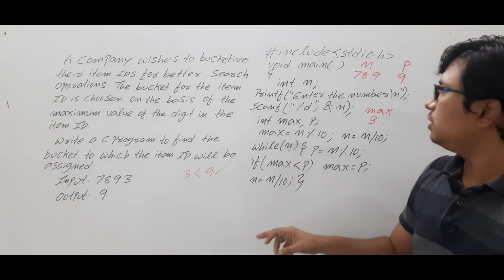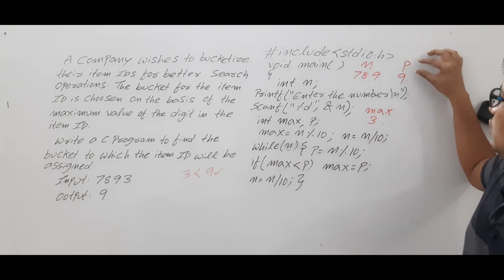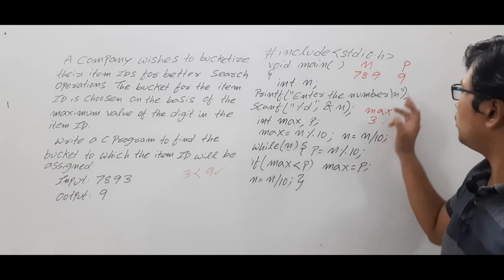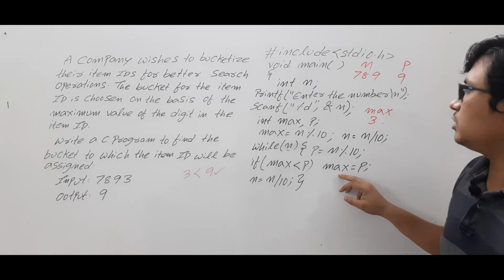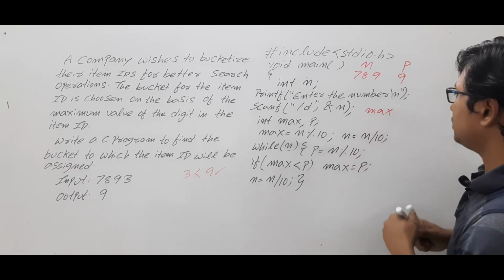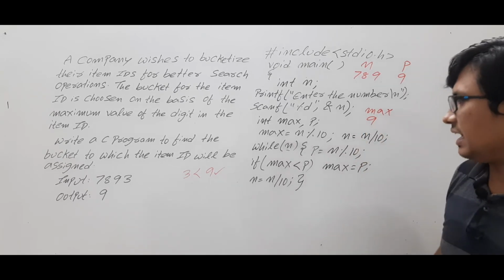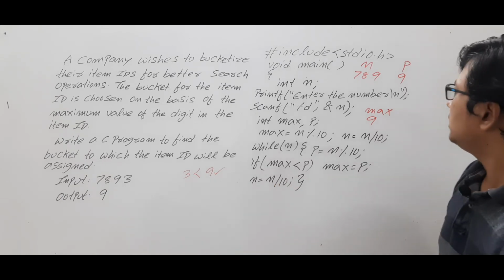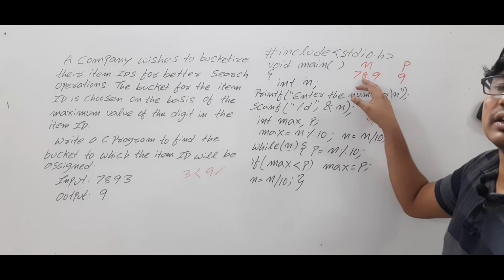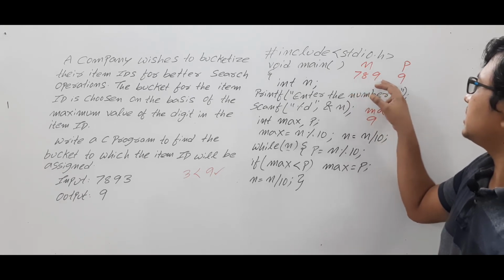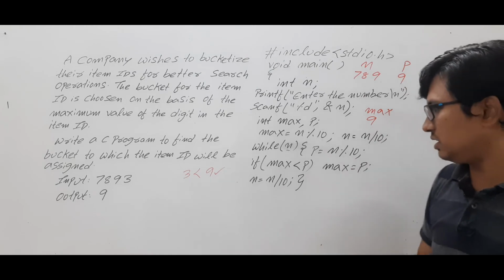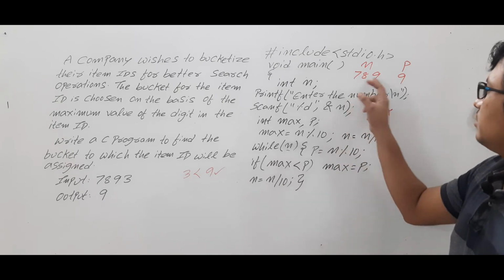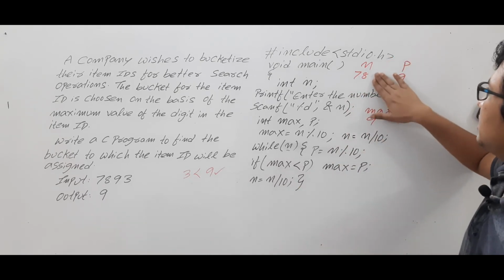Then what do we have to do? We have to now say that whatever digit is there in P is the maximum digit. So max is equal to P. Whatever value is in P, I am assigning to max. Now P is having the value 9, so max will get the value 9. Is it clear? Now again n is equal to n by 10. Why? Now I need to find another digit, which is 8. To do that, I have to make 789 into 78, then apply the modulus. So n is equal to n by 10: 789 by 10, you will get the quotient as 78.